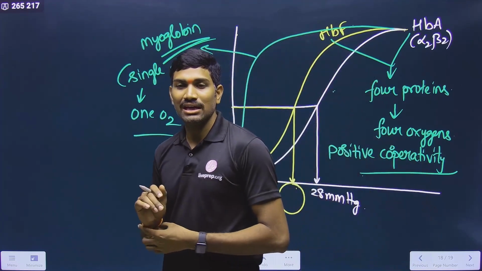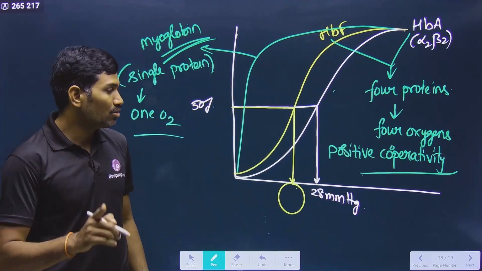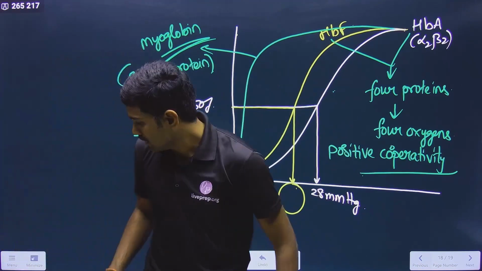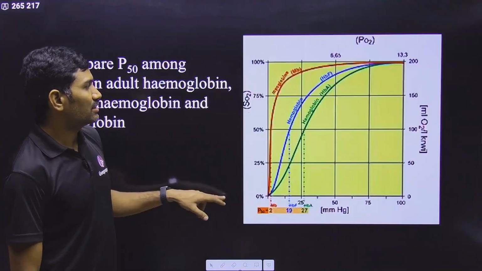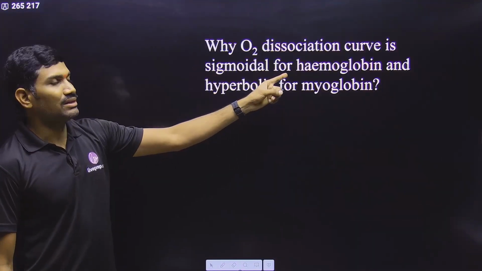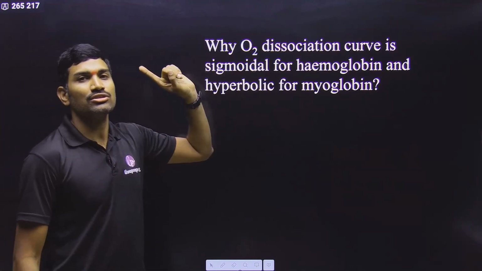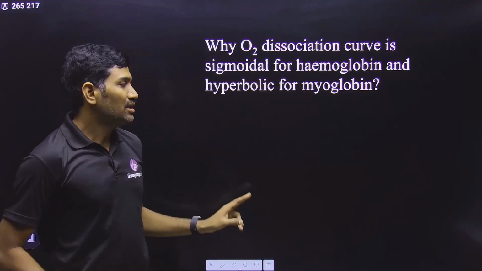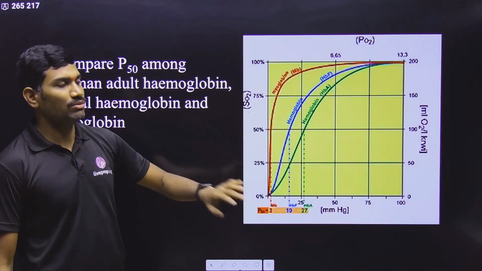These questions were given in the exercise also. You should compulsorily know the answer for each and every question here. So this is what this particular point is. So that's why it is giving the sigmoidal, because of the positive cooperativity. This is the important concept that you need to understand.